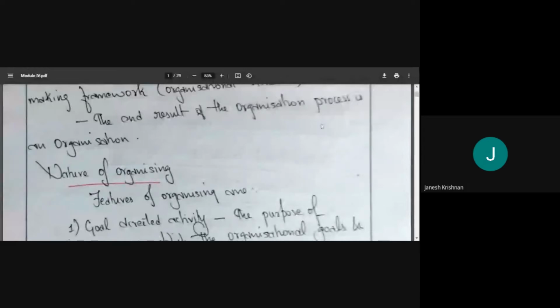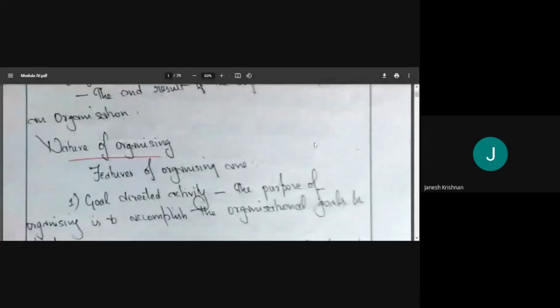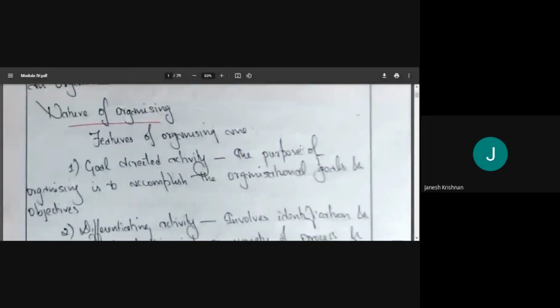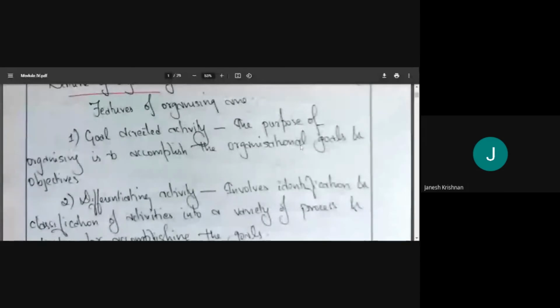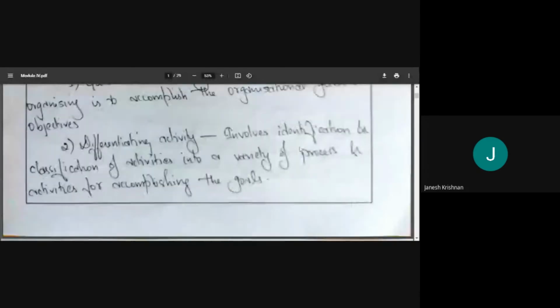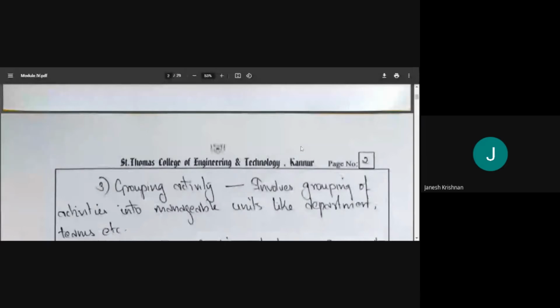So what is the nature of organizing? One is that it is goal directed. Then we are differentiating, identifying the different activities. Then we are grouping the activities. Once we have identified different activities, we group them. All these things will come under stage, right? The lighting, the decorations, the music system, the music, everything will come under stage.